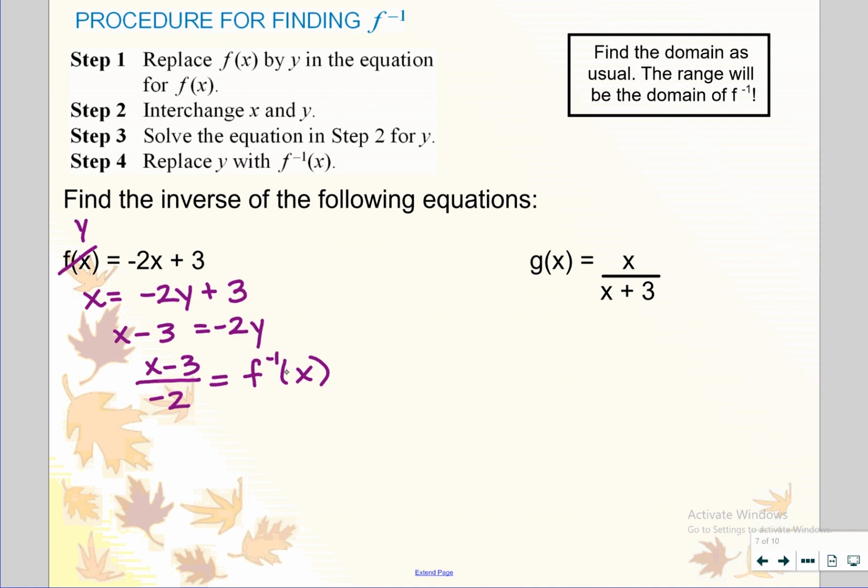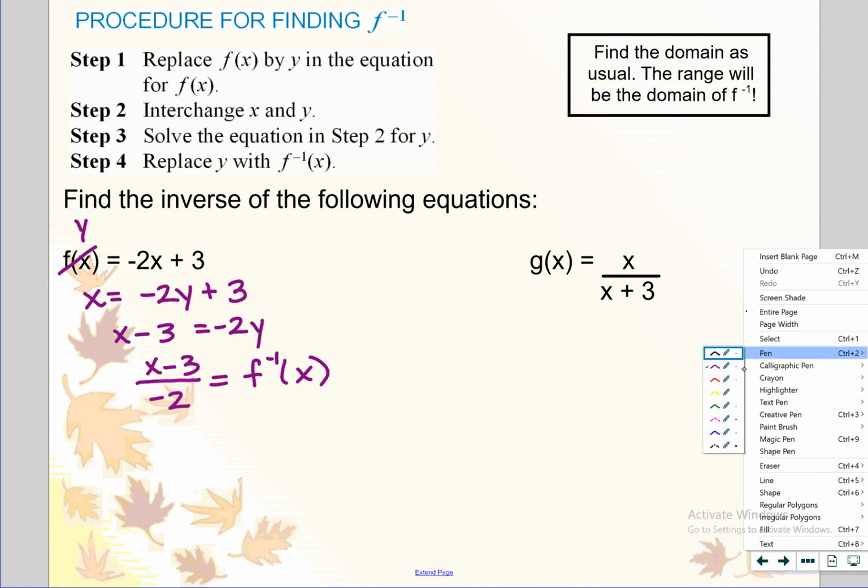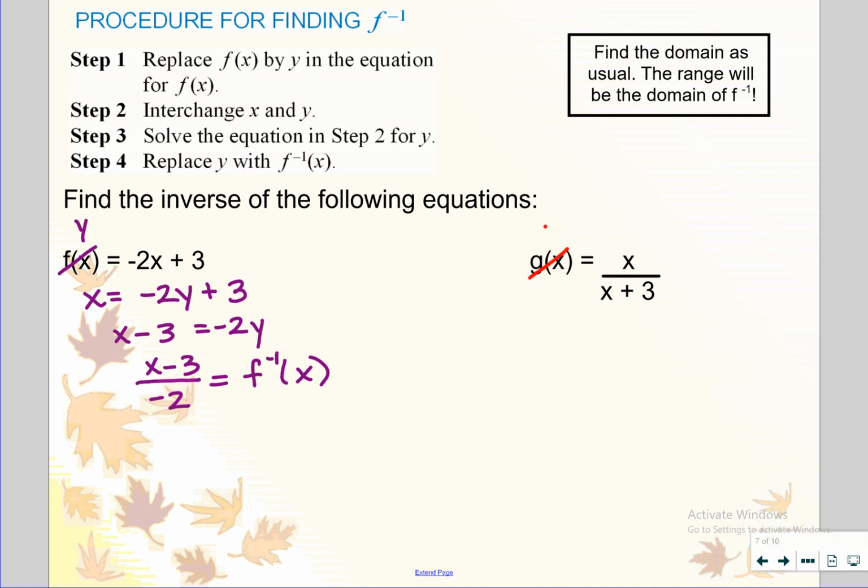G of x, finding the inverse. Okay, so I'm going to put a y there instead. Okay. And I'm going to switch the x and y. So now it's going to be x equals y over y plus 3.